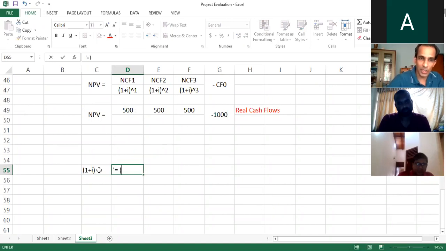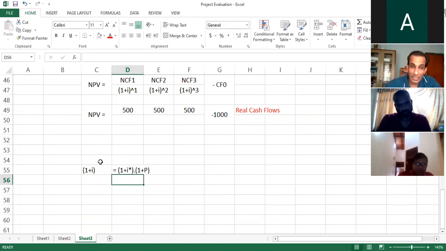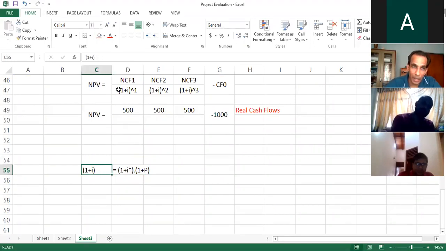What is the method? 1 plus real rate. For the real rate, you may remember we use this I star into 1 plus, right? 1 plus expected inflation. Inflation means what? Change in the price level. So this is the method we use to calculate the real rate.